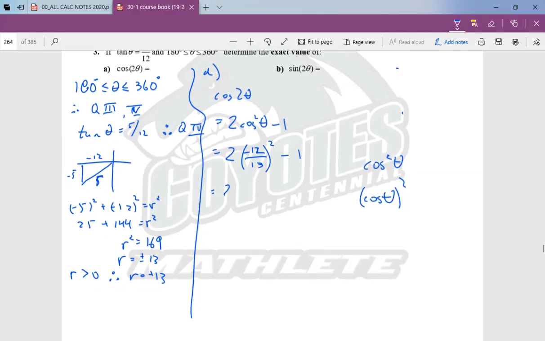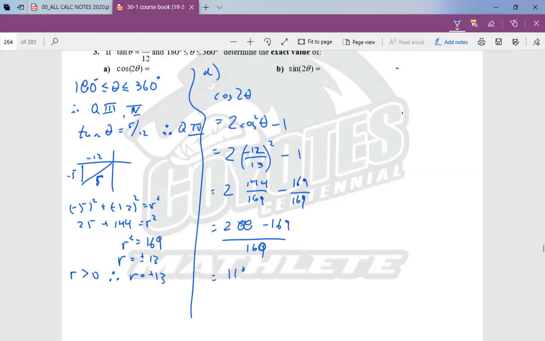Ends up being 2 times 144 over 169. I'm going to subtract 1, but I'm going to change that 1 into a common denominator. And this ends up being 288 minus 169 over 169. And we do our subtraction and we get 119 over 169. There's our answer for A, cos of 2 theta.